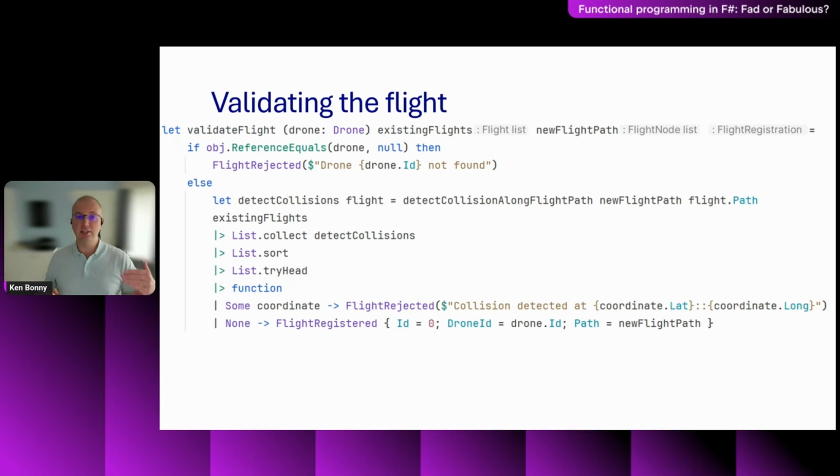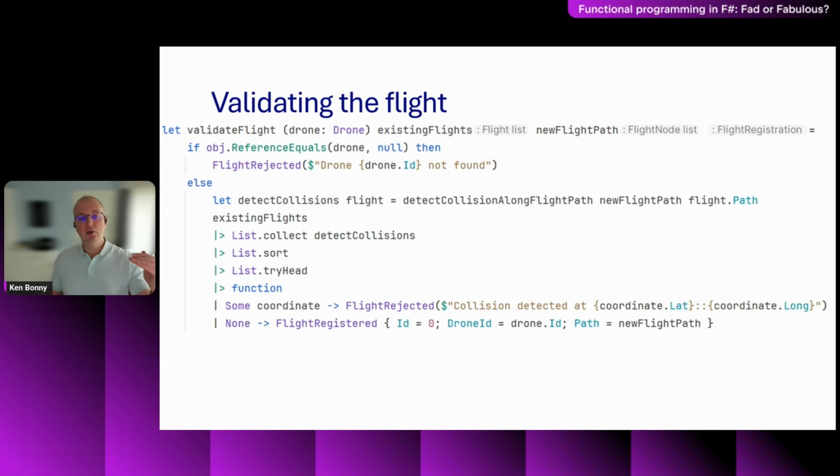Next, we will be sorting that list so that the earliest collision appears at the top, and we will try and get the first one. We will try and get the head of the list. And the tryHead will return us an option of coordinates. Why? Because if there are no collisions, then we are going to have an empty list and we are not going to have a first element.